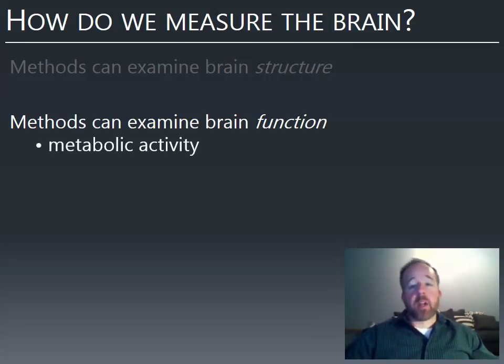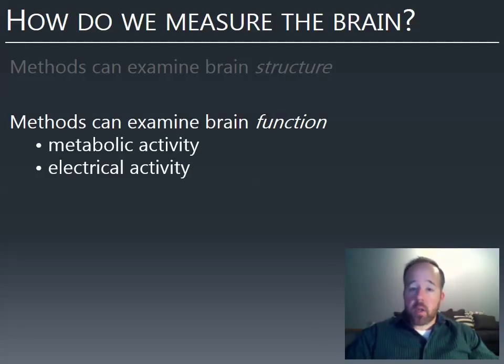And so an experiment can look at metabolic activity, which groups of neurons are using up sugar and oxygen. It can look at electrical activity. Of course, action potentials are electrical impulses. So if you're measuring changes in voltage or current in part of the brain, the more action potentials that area fires, the more electrical activity you'll see in that part of the brain.